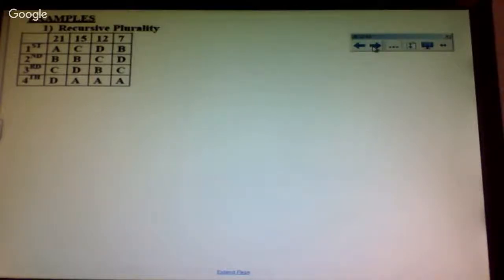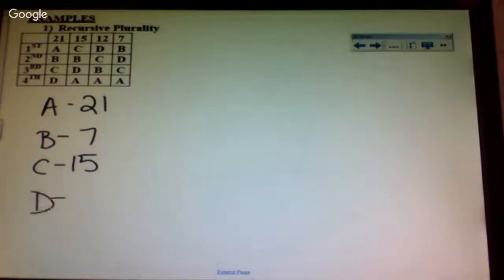All right, recursive plurality. Step 1 said complete the method. So let's do that. A has how many first place votes in this election? 21. B, 7. C, 15. And D, 12. Who's my winner? A. A is my first winner. You don't even have to write it out like that.